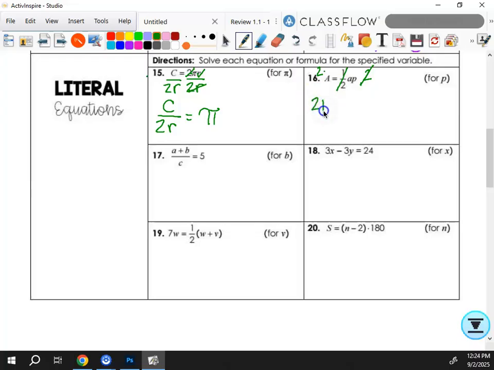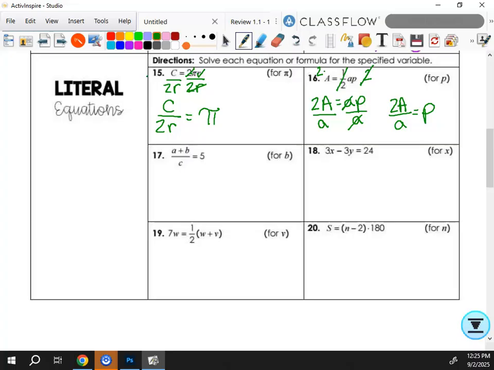So we have 2 times big A equals little a times little p. And we're trying to solve for little p. So we do what? Divide by little a, right? And if the capital and lowercase didn't matter, then I'd be able to cancel out a's, but you can't do that. They mean two different things. In this case, it's area and apothem.